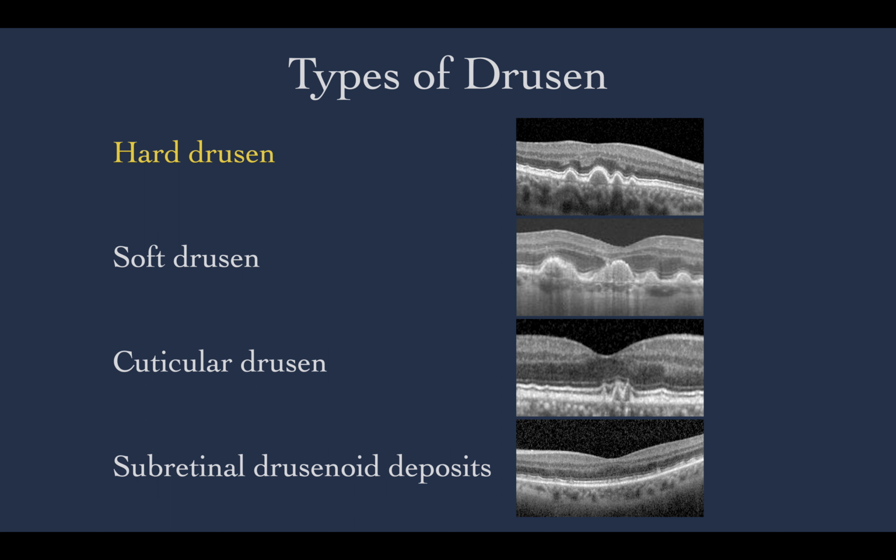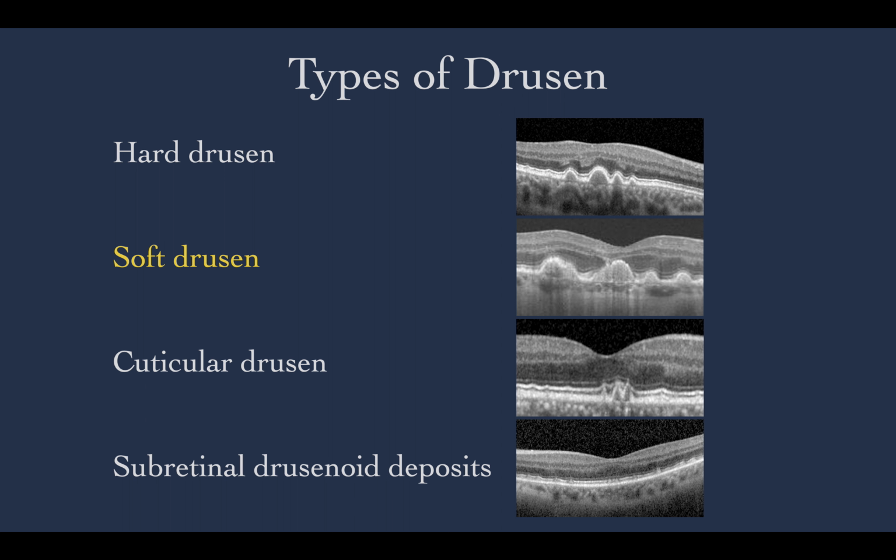For small, flat hard drusen, fundus photography may be more sensitive than optical coherence tomography. For hard drusen, fluorescein angiography (FA) typically demonstrates window defects. Hard drusen themselves are not a risk factor for wet age-related macular degeneration.